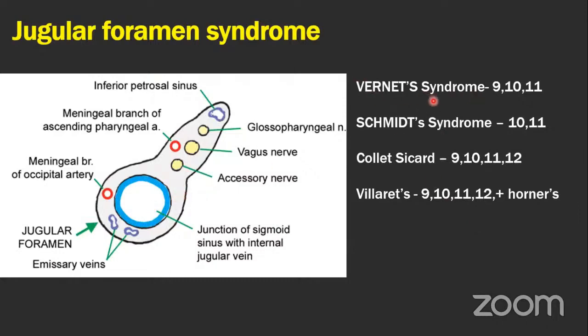Vernet syndrome happens when there is 9, 10 and 11. Then this one, Schmidt, 10 and 11 is affected. Collet-Sicard, 9, 10, 11 and 12. And along with the sympathetic chain, if affected, then it becomes Villaret. So all these, learn by heart. Okay.